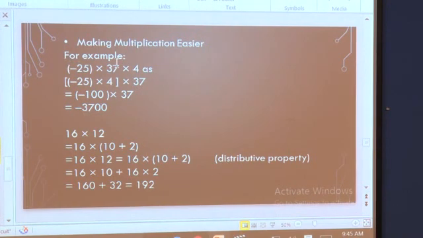For example, for making a multiplication very easy, here we have integers as well as whole numbers in the multiplication. What can we do? We can change the place for multiplication as well as for addition, so the product of multiplication will remain the same. I will replace the numbers or integers. First, what I had done here: minus 25 multiplied by 4.